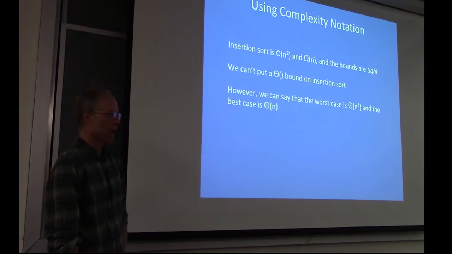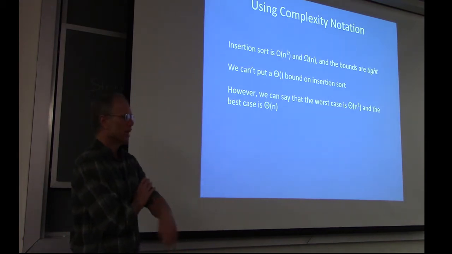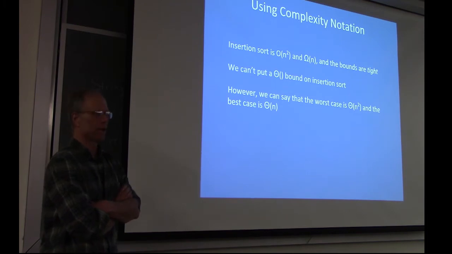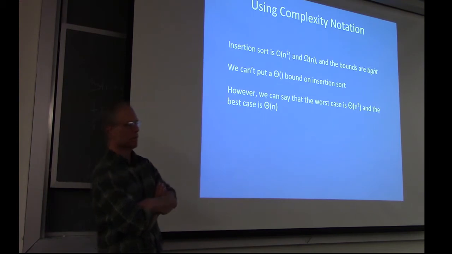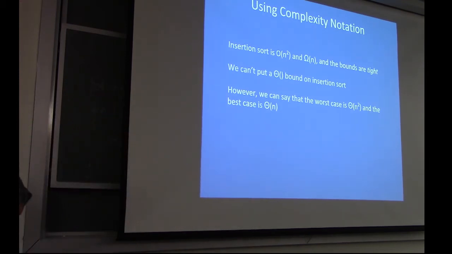And also you can mention, and by the way, those are tight. You can't shrink the bounds anymore. So you can't say that insertion sort is theta of anything. You can say that the worst case is theta of n squared and the best case is theta of n, but you can't say the algorithm itself is that. And with quick sort, what would the bounds be?